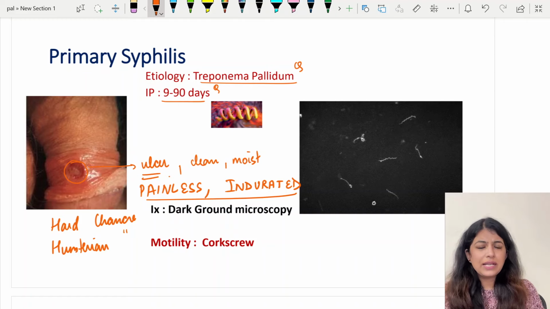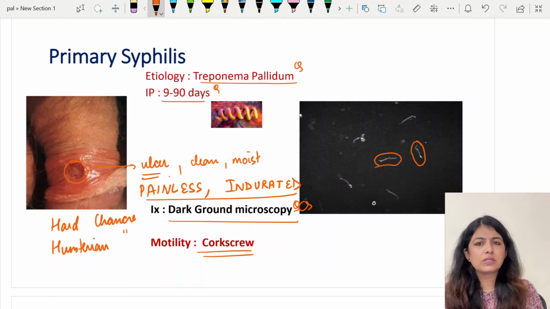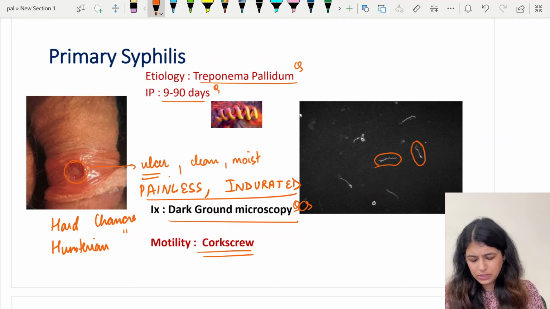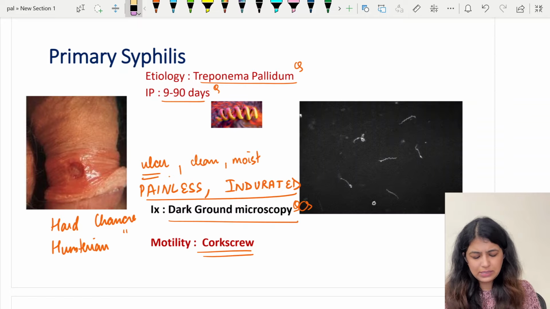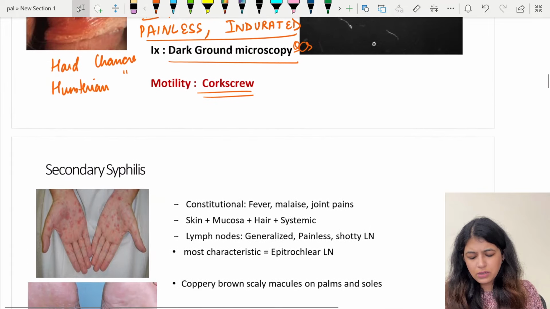ulcer. The next investigation that you do in this is dark ground microscopy, where you see these spiral structures, which are these spirochetes. Their typical motility is corkscrew motility. On its own, every word on this slide is a question that can be asked from syphilis. So the image here becomes very important, both these images, the ulcer as well as the dark ground microscopy, which you should know. If the patient takes treatment, good enough.